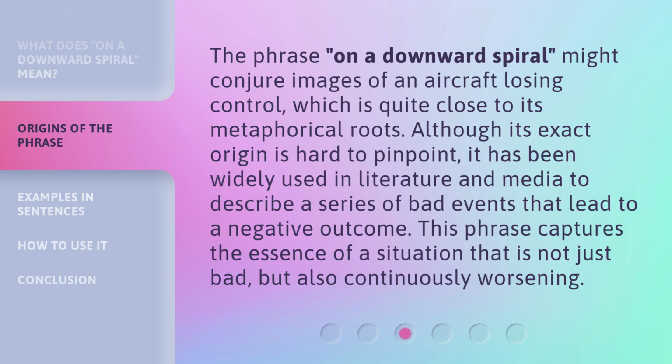The phrase, on a downward spiral, might conjure images of an aircraft losing control, which is quite close to its metaphorical roots. Although its exact origin is hard to pinpoint, it has been widely used in literature and media to describe a series of bad events that lead to a negative outcome. This phrase captures the essence of a situation that is not just bad, but also continuously worsening.